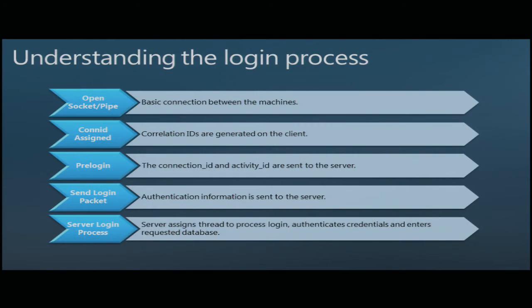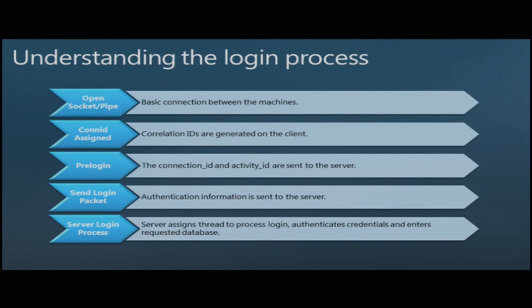So first I want to talk about the login process a little bit and just go through the steps of what goes on here and how these IDs come into play. The first thing we see is we open that socket and pipe, which is just the basic connection between the client and the server machine, so there's nothing interesting for us to trace there. The next thing that happens during login is that the connection ID is assigned at the client, so we generate this GUID at the client side.